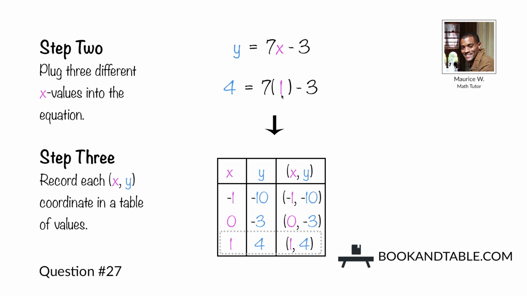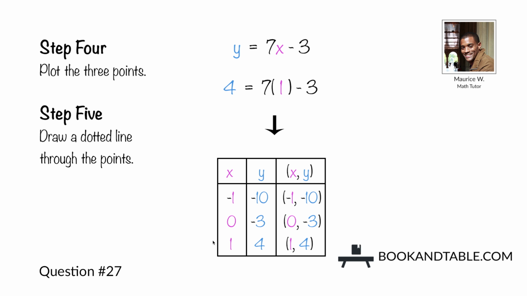And when x is equal to 1, 7 times 1 is 7. 7 minus 3 is equal to positive 4. So when x is 1, y is 4. So that's our third coordinate. Now we have the 3 coordinates we want to plot, step 4.